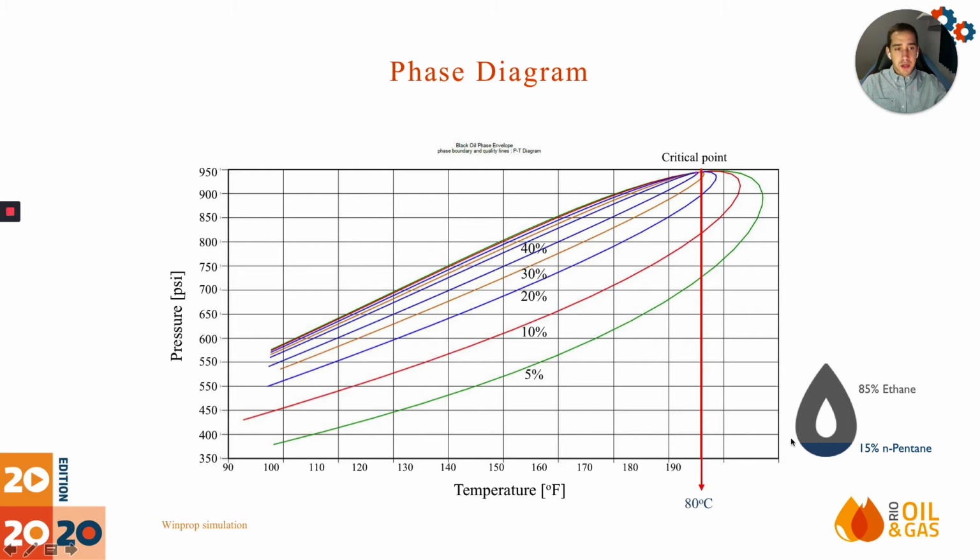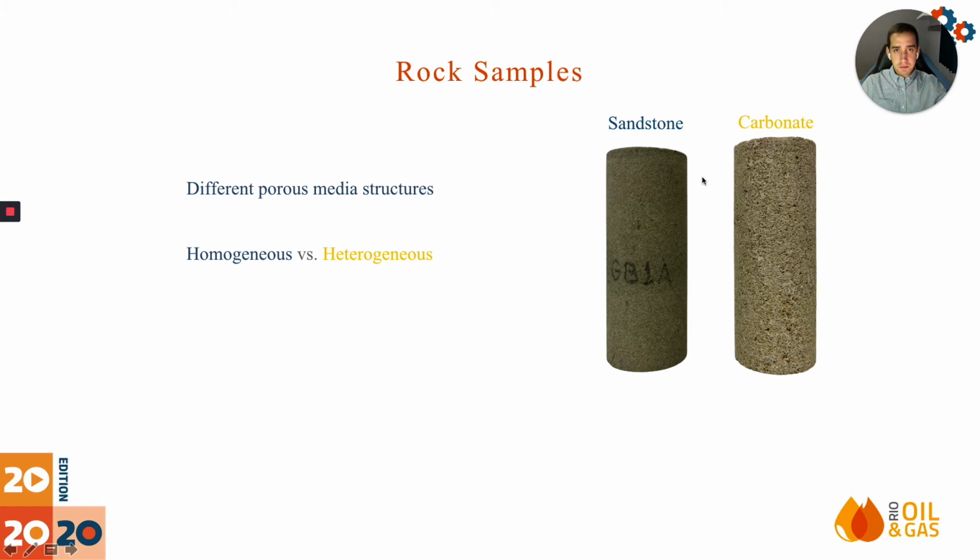And the mixture is 85% ethane and 15% pentane. And we also can see that we can reach values of liquid formation as high as 30%.